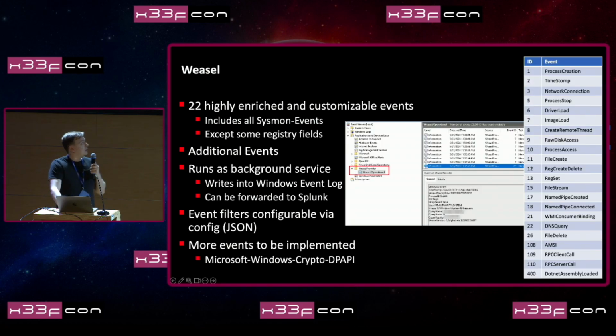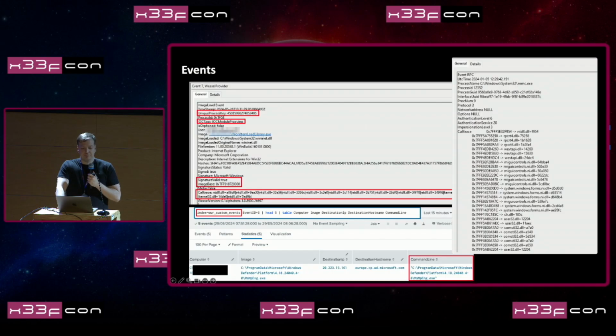Currently, we are supporting 22 enriched and customizable events, which basically includes all Sysmon events there are, except some fields in the registry. But we also introduce additional events such as AMSI, RPC, .NET assembly loaded, and these kind of things. Similarly to Sysmon, Weasel runs as a background service and writes into the Windows event log, so we can forward it to Splunk. The event filters are configurable via a config file, which is very similar to Sysmon. And in the future, there will be, of course, way more events.